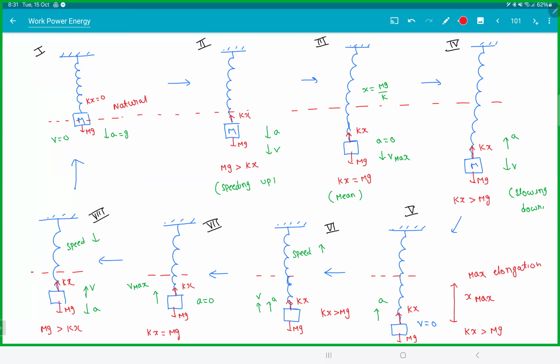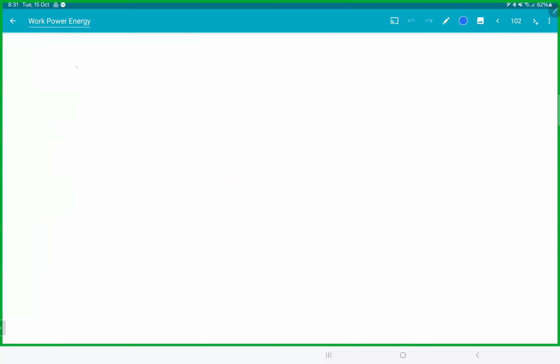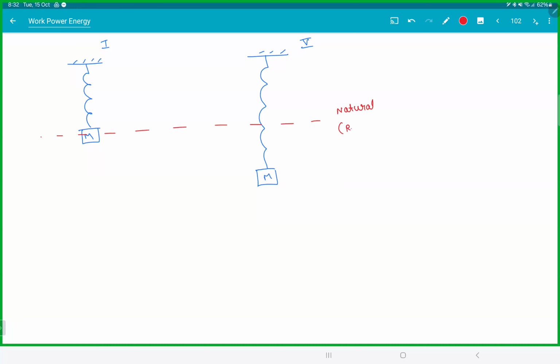Now let's consider state 1 and state 5 directly. If it is an exam, though, I'll directly do this only. I'll take state 1. I'll take state 5. Initially, this was your natural length and also the reference. You can take any line as reference. It doesn't matter for potential energy. So gravitational potential energy, 0. Kinetic energy, 0. Spring potential energy, 0. Nothing is there initially. This has gone down by x max.